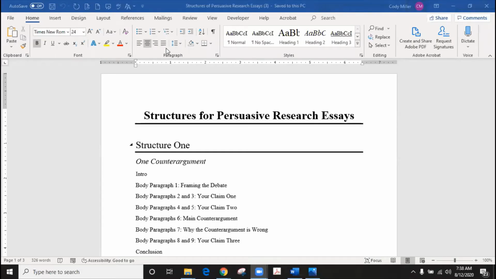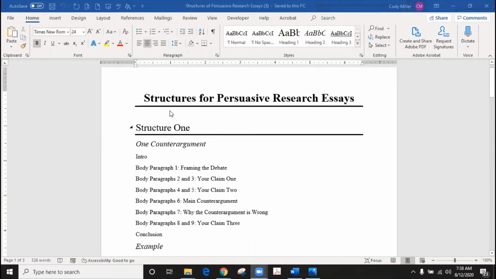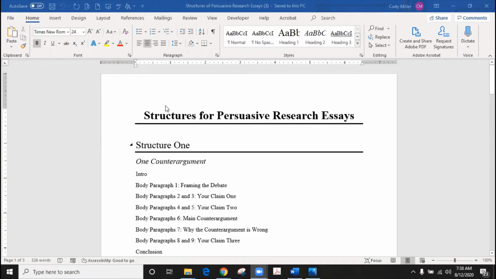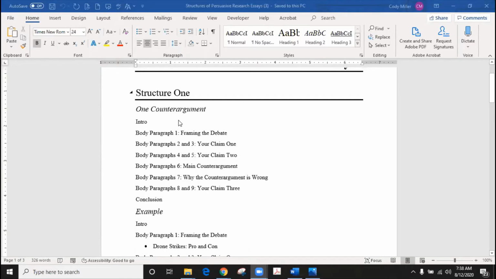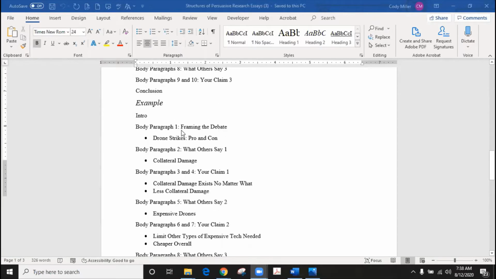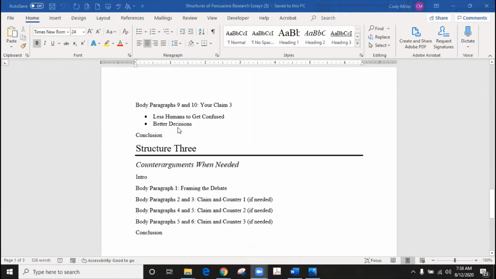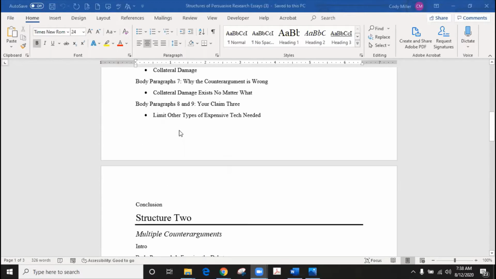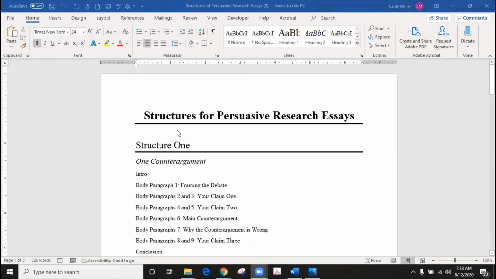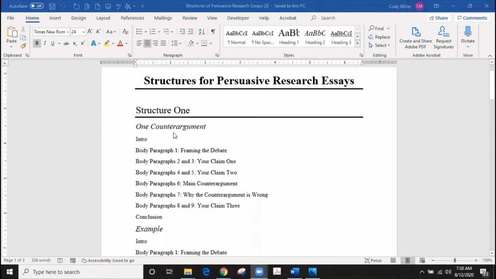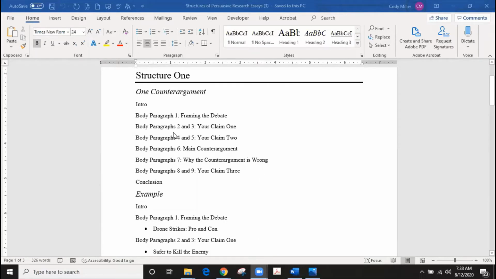I'm here with a quick video to walk you through that document that's available for you on this page, which is the structures of our persuasive research essays. Largely what you'll see in this document is that there are three structures. By no means, though, are those the only three structures that you can use to create a persuasive research essay. But what you want to make sure that you're doing is balancing the counter arguments and your argument in order to get a debate that is in fact showing both sides.